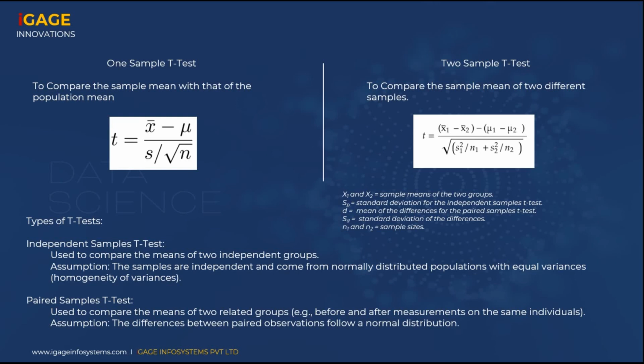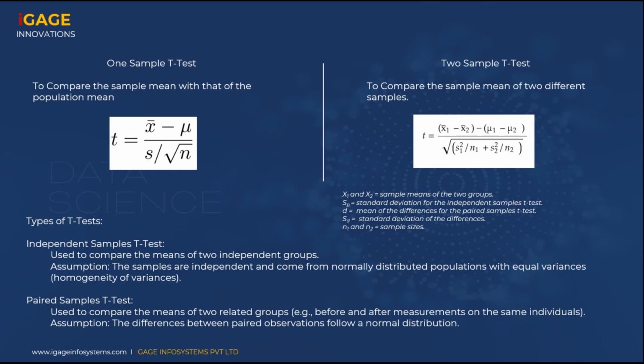Now see, we have two types of t-test, the one sample t-test and the two sample t-test. The one sample t-test is used when we have to compare the sample mean with the population mean. But when we have to compare the means of two different samples, we use the two sample t-test.